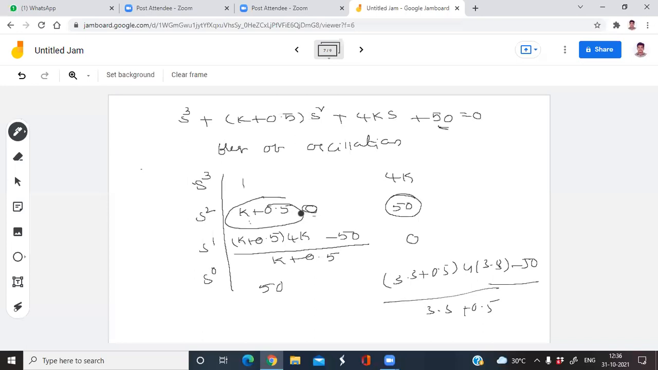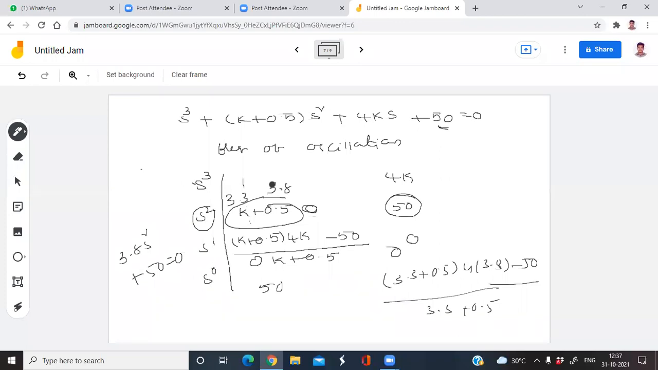That's why I want to take k equal to 3.3. When you take k equal to 3.3, the s power 1 row is 0. So above this s power 1 row is s power 2. When you substitute k equal to 3.3, 3.3 plus 0.5 is 3.8. Now what is the auxiliary equation? 3.8 s square plus 50 equal to 0. Clear?